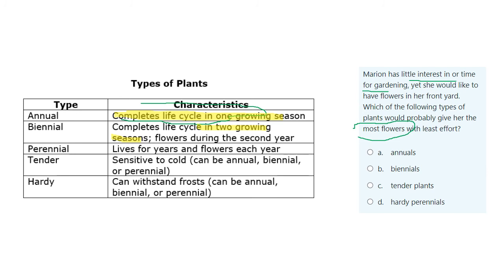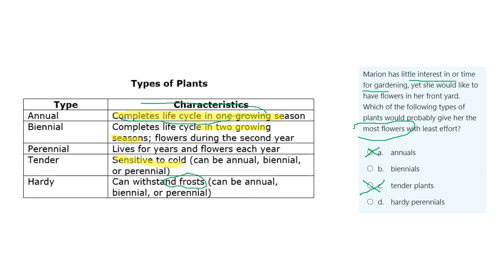C, tender plants are sensitive to the cold, so they might be annual, biennial, or perennial, but sensitive to the cold means they might die easily. So annual only stays for 1 year, we can take away annual, and tender plants would only be there for the good season. When it gets too cold, they would die, so they would need replacing, so we can take away C.